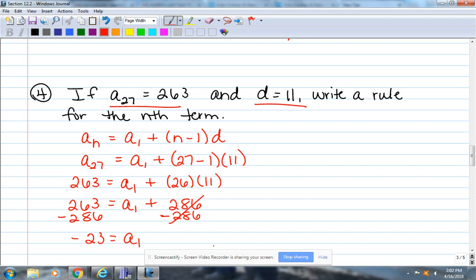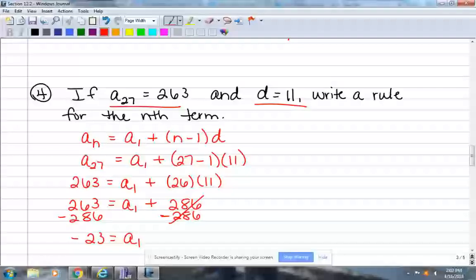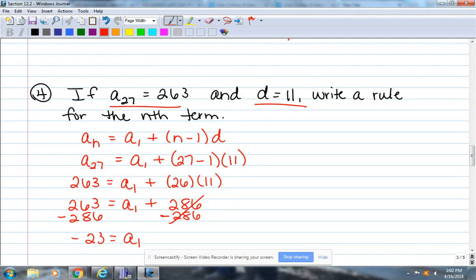So I've done all this to get my first term so that I can plug it back into my formula to get my rule. Okay? So I didn't have my first term. I had a term in my series, in my sequence. I just had a random 27th term. That's all I had. So I plugged that in to get my first term. So now that I know my first term, I can plug it in to get a rule.